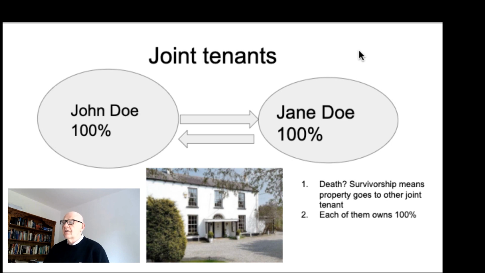Joint tenant, you'll see there on the screen, John Doe and Jane Doe are joint tenants. They each then own 100% of the property in question. On death of either one, the doctrine of survivorship means that that person's interest in the property goes to the other joint tenant. So when John Doe passes away, his interest goes to Jane Doe and she becomes or remains 100% owner of the property, and vice versa. Each of them owns 100%.